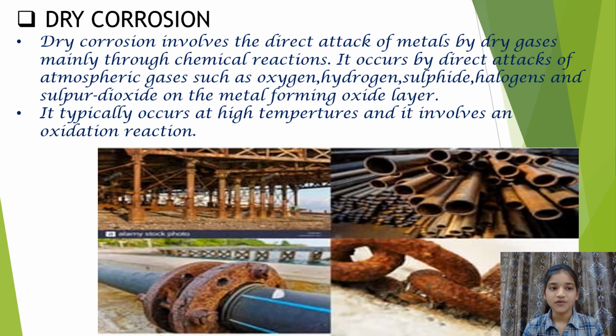Dry corrosion. Dry corrosion involves the direct attack of metals by dry gases, mainly through chemical reactions. It occurs by direct attack of atmospheric gases such as oxygen, hydrogen sulfide, halogens, and sulfur dioxide on the metal, forming an oxide layer. It typically occurs at high temperatures and it involves an oxidation reaction. Here are some pictures of dry corrosion.